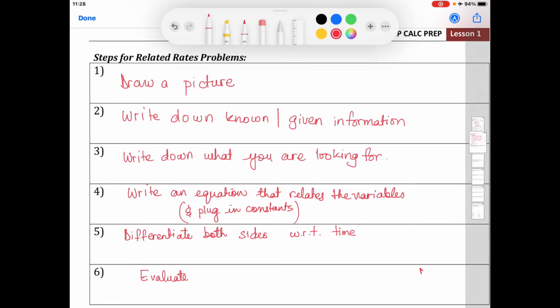Steps for related rate problems. So you always want to draw a picture, sketch it. It doesn't have to be perfect. Then, since they're word problems, you want to make a list of your knowns, your given information. Then write down what you're looking for, always, because that helps you set up your equation. Writing it out on the side of the paper is a great idea. Write an equation that relates the variables, then plug in the constants so that you can solve for that variable.